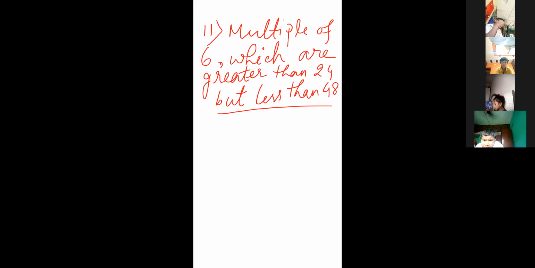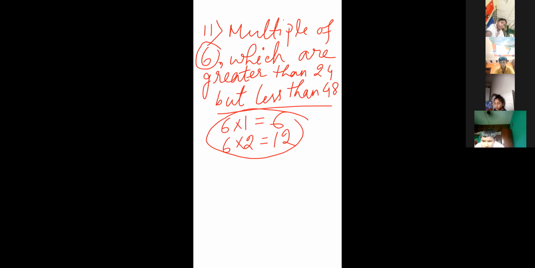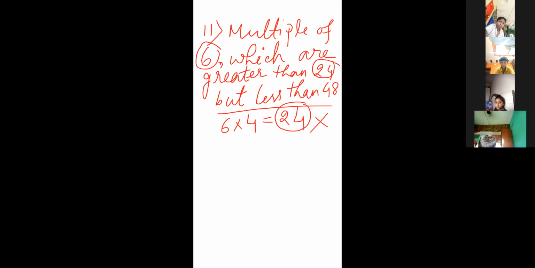Understood the meaning of the question? Look, we have to write multiples of 6. Multiple means what? We can write 6 into 1 is equal to 6, 6 into 2 is equal to 12. But we cannot take these, because in the question it is given greater than 24. If we take 6 fours, that is 24, but it is equal to 24, not greater. So we cannot take this one also.